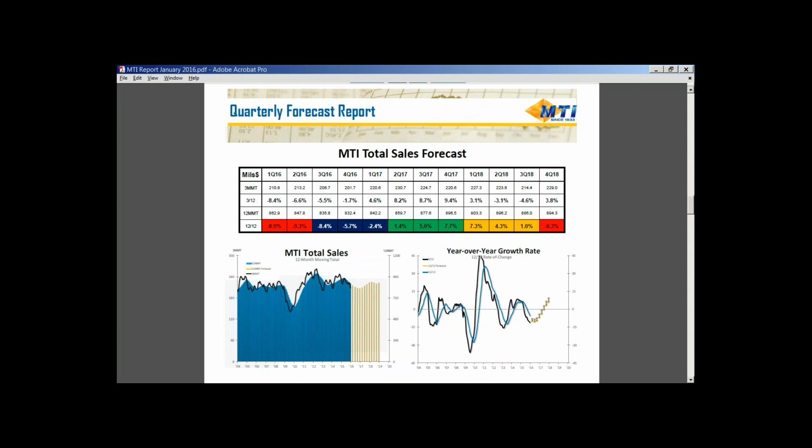Page 4 is probably the most important part of this report because this is where we show you our forecast for MTI total sales based on the data that we received from your organization. So the way that you read this chart is it has the quarter on the first row. So starting with the first quarter of 2016, going all the way through to the end of 2018. The following row has the 3-month moving total in terms of dollar values and the 3/12 rate of change. Again, that quarter over quarter growth rate. The following row has the 12-month moving total, and the final row is that very important 12/12 rate of change.